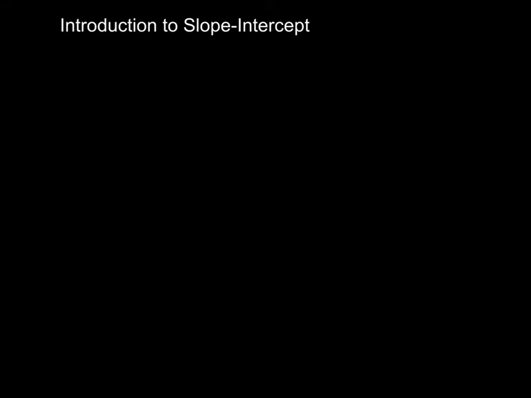So what is slope-intercept? It is a way of writing the equation for a line so that it looks like this. Y, we already know, that's up and down, the y value. X, we already know, that's going left and right. So what are these M and B?